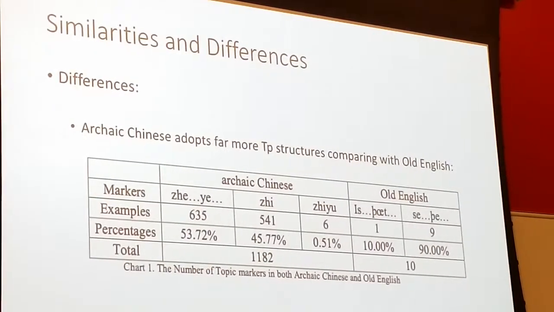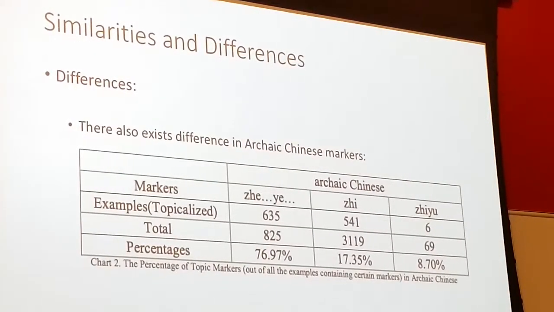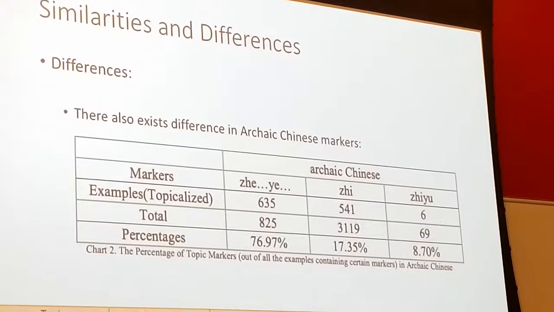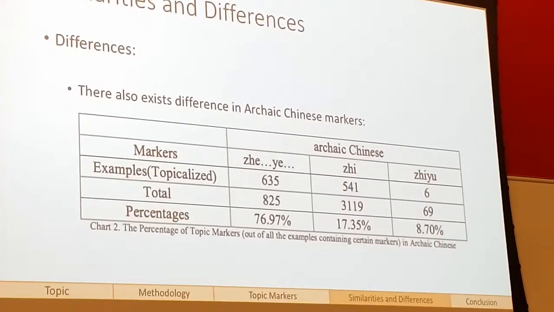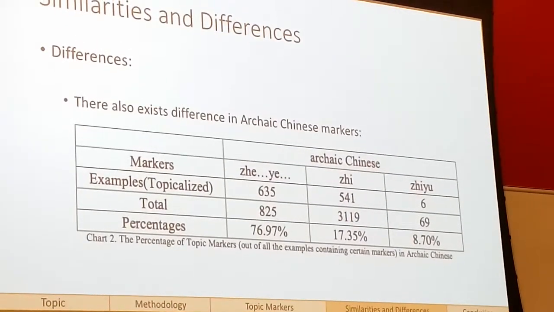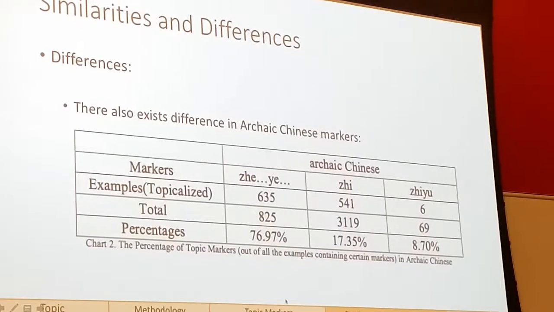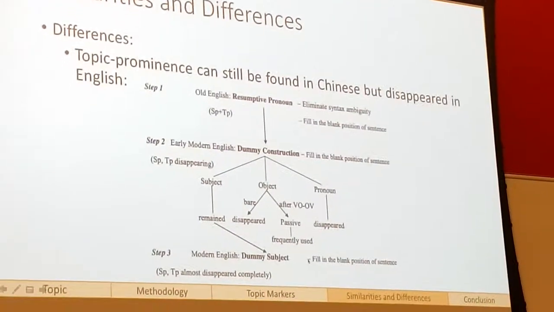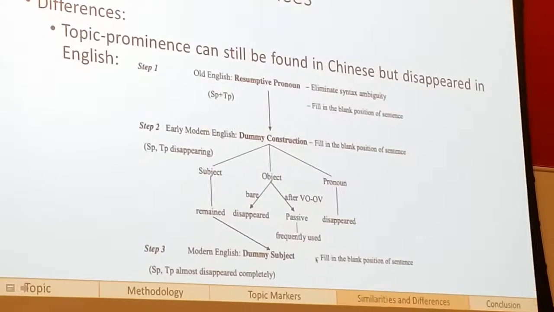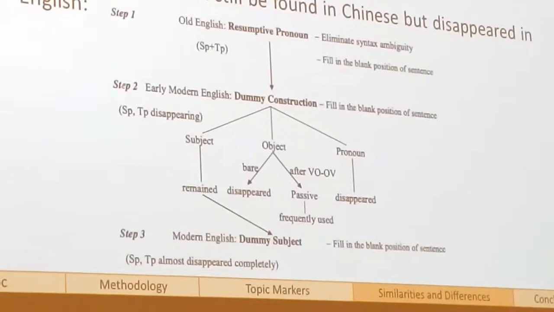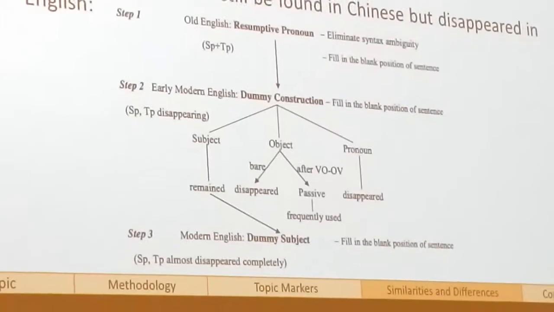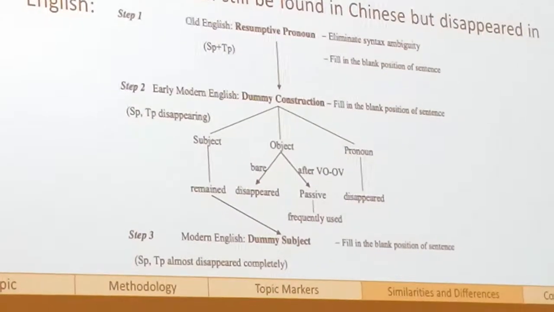I also tried to see if there are differences in how Archaic Chinese uses the markers. For 者也, it used around 77% among all the topic markers, but for 至于 it's only like 7 or 8 to 9%. So there's a huge difference. I also discussed why topic prominence can still be found in Chinese right now, but disappeared in English. I made this model by myself, and it's proved, but I don't have any more time for this. So if you're interested, please come find me afterwards.